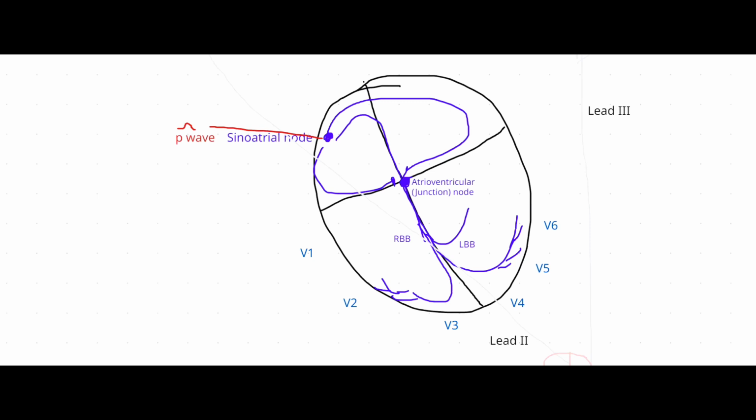So that's how the P wave looks, and then we also look at the PR interval, right? So the PR interval is from the beginning of the P wave to the beginning of the QRS, right? So we call it PRI, PR interval, is the time that it takes for the electricity to travel from the SA node to the AV node.